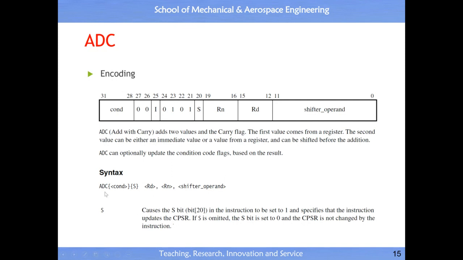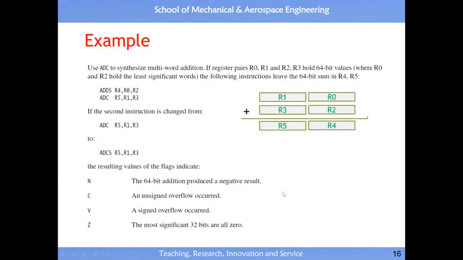In terms of syntax, it's quite similar to ADD. The only difference is we change D to C, then we use ADC. S here is to indicate the requirement of updating the status register. CPSR is the current program status register.